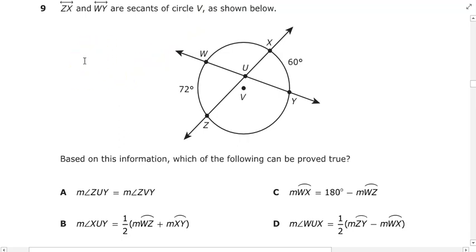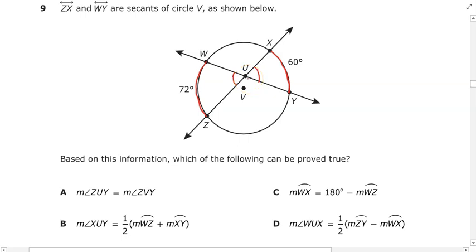So here we have a couple of arcs given. We have arc XY and we have arc WZ, and they are intersected by the angles here at U, where the vertex is inside of the circle.